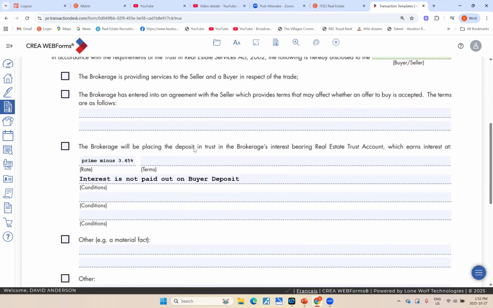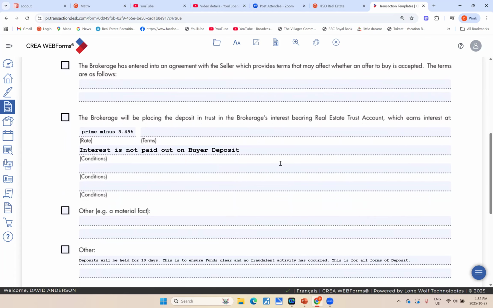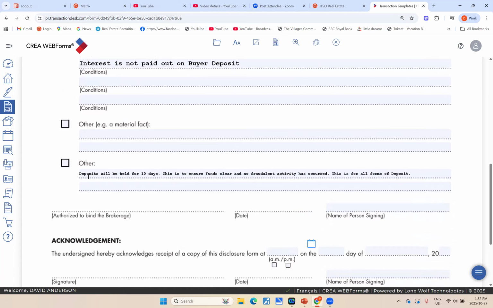The brokerage will be placing the deposit in trust in the brokerage's interest-bearing real estate trust account, which earns interest at prime minus 3.5%. And our condition is that the interest is not paid out on the buyer deposit. The reason we're disclosing that is so that the buyer does not think they're getting interest. The other thing we're disclosing is that the deposit will be held for 10 days. This is to ensure funds clear and no fraudulent activity has occurred. This is for all forms of deposit.